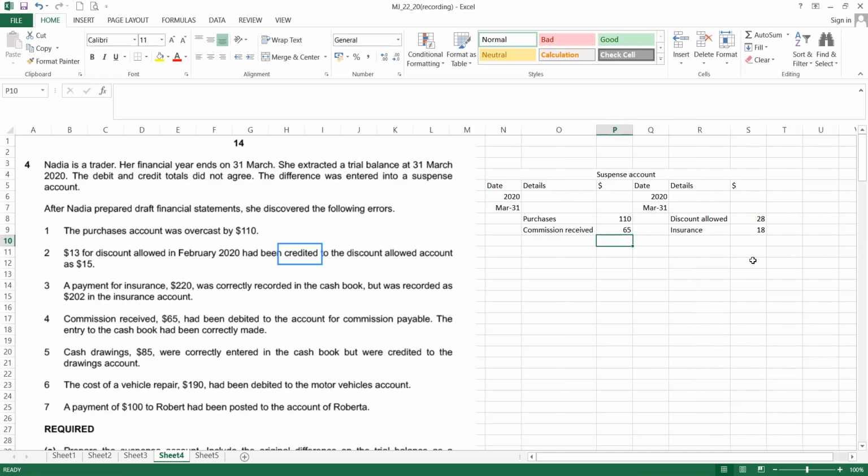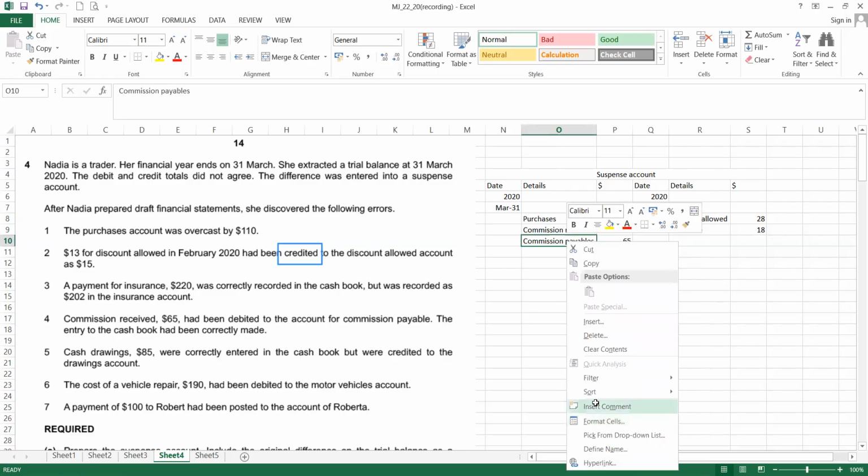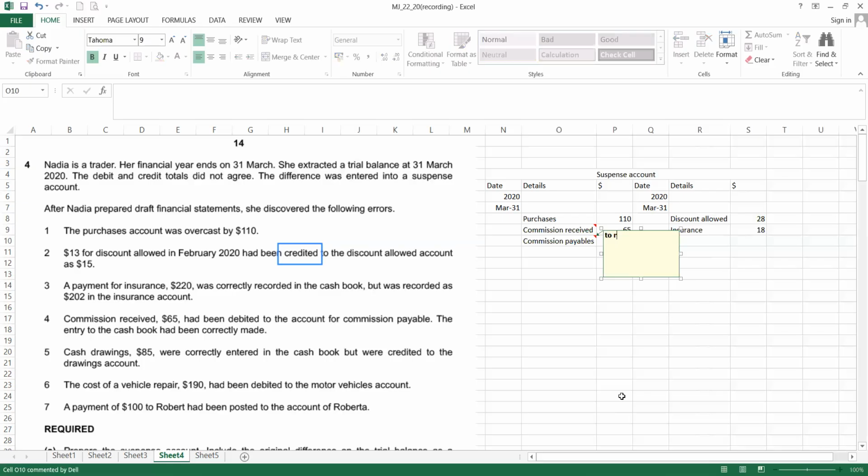When we credit commission payable, we have to put back on the debit side here, which is commission payable. So one is a payable, one is a receipt. So amount 65. This one is to put back the correct amount. This one is to reverse the wrong account. So that is the double entry that we made.